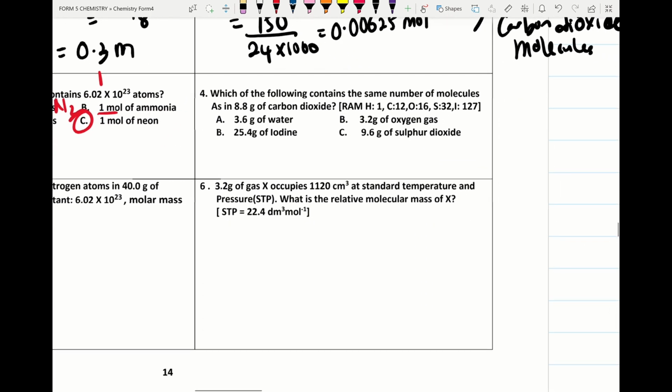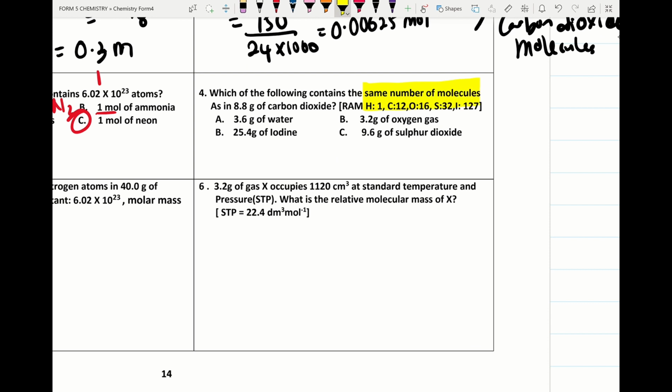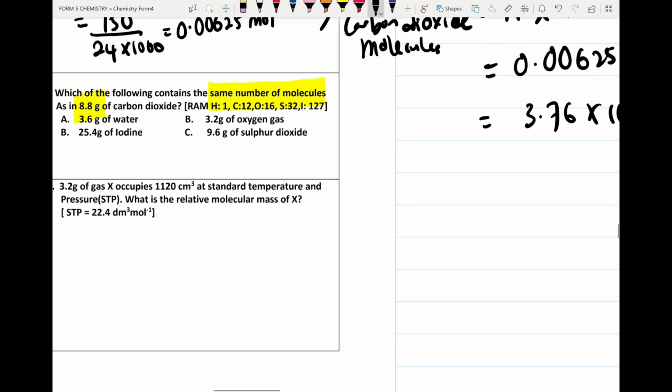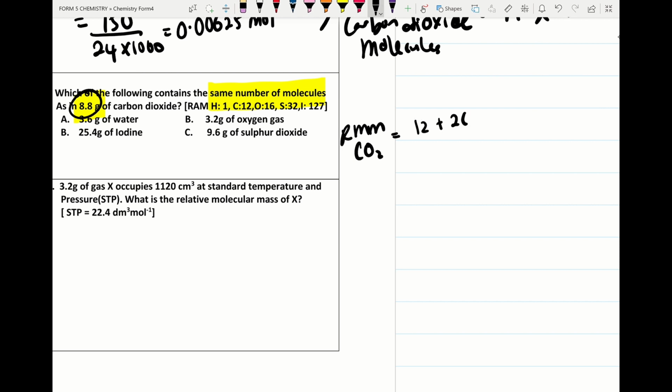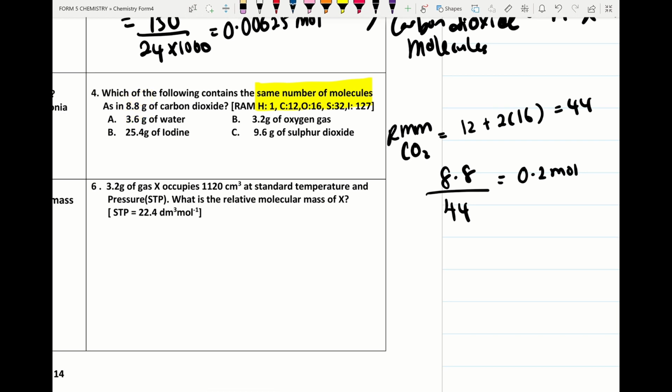All right, which of the following contains the same number of molecules as 8.8 gram of carbon dioxide? So we try to find the RMM or molar mass of carbon dioxide. So we have 12 plus 2 times 16, that will be 44. So we take 8.8 over molar mass 44, so we will get the answer 0.2 mole. And we check which substance contains 0.2 mole. So this is sulfur dioxide, exists as molecule, oxygen exists as molecule, iodine exists as molecule, water molecule.